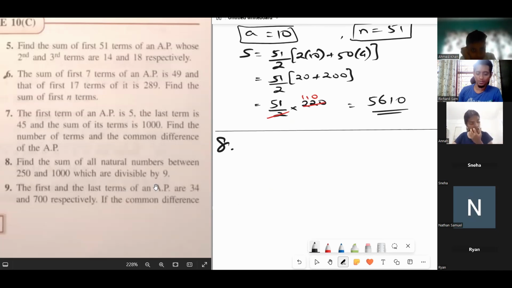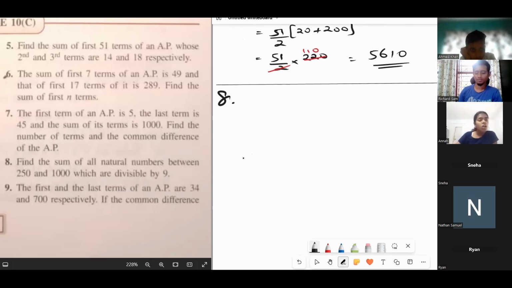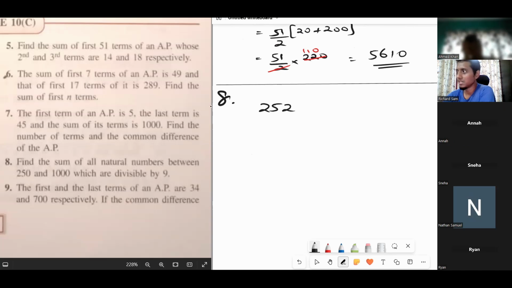Yes. So now there's a problem here. Correct. We don't have N. So I will tell you what to do. In this eighth question, all the numbers are divisible by 9. So we know the divisibility test for 9. So which is the first number after 250 that is divisible by 9? The divisibility test for 9 is you have to add the digits and the sum should be in the 9 tables. So 2 plus 5 is 7 plus 2 is 9. So 252 is the first number that's divisible by 9. It's 9, right? So 252 is the first number.